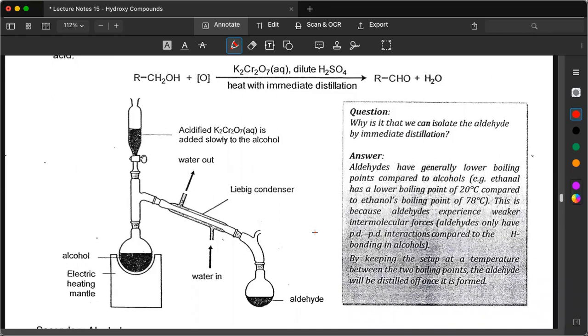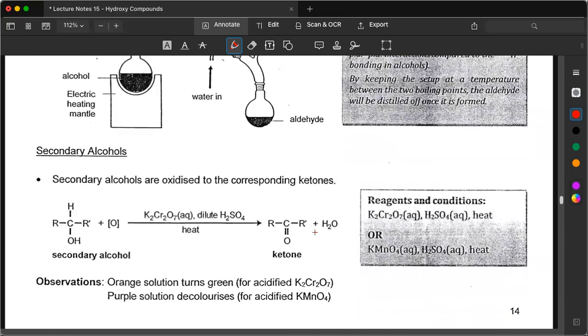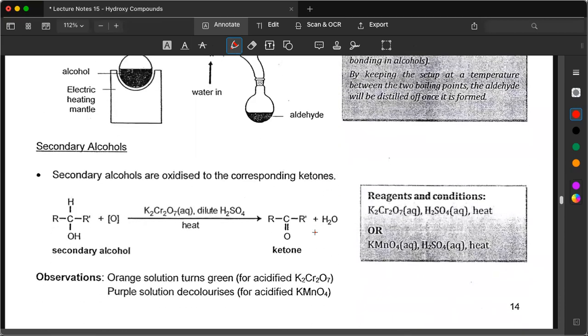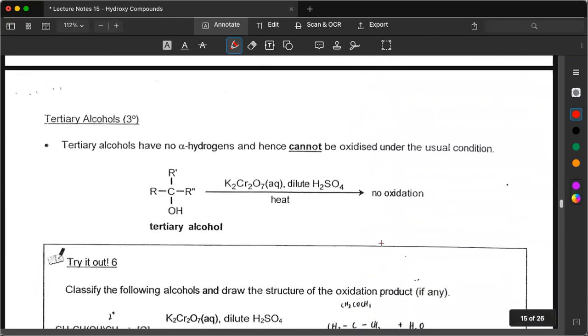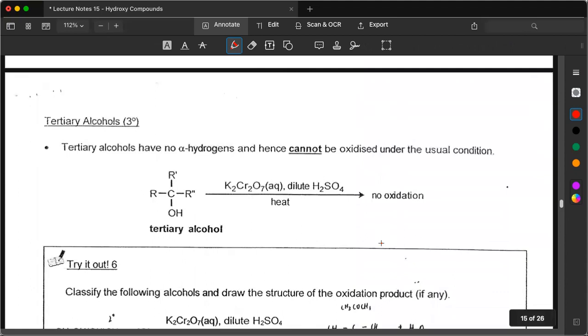So if you are able to keep the setup at a suitable temperature between these two boiling points, the aldehyde can be distilled off once it is formed. For secondary alcohols, they will be oxidized to ketone, not aldehyde. And the conditions are either potassium dichromate that is acidified and heated, or potassium manganate, acidified and heated as well. For tertiary alcohols, because they have no alpha hydrogen, they cannot be oxidized further. They will just remain unoxidized.